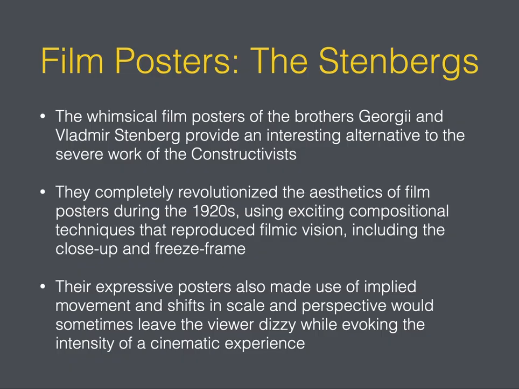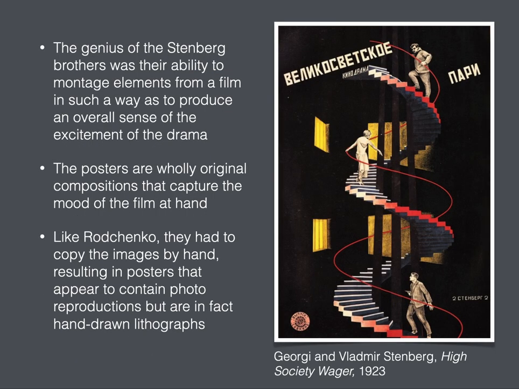The whimsical film posters of the brothers Georgy and Vladimir Stenberg provide an interesting alternative to the severe work of the constructivists. They completely revolutionized the aesthetics of film posters during the 1920s, using exciting compositional techniques that reproduced filmic vision, including the close-up and the freeze frame. Their expressive posters also made use of implied movement, and shifts in scale and perspective would sometimes leave the viewer dizzy while evoking the intensity of the cinematic experience.